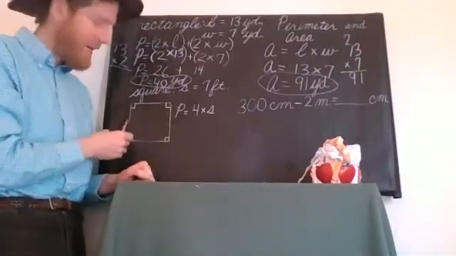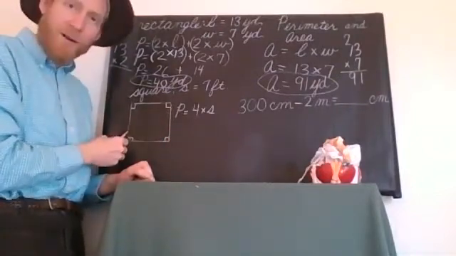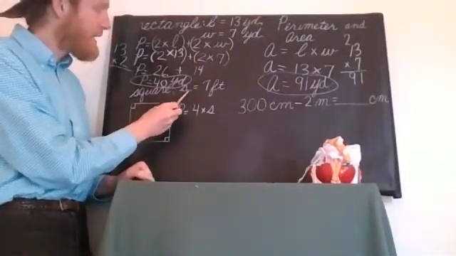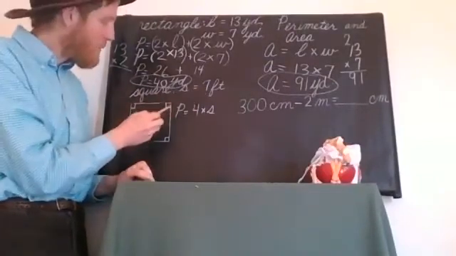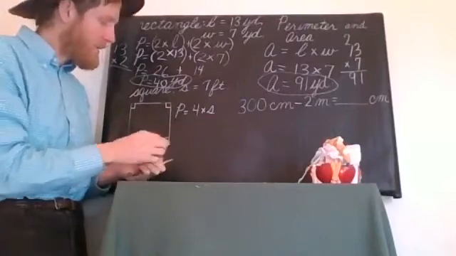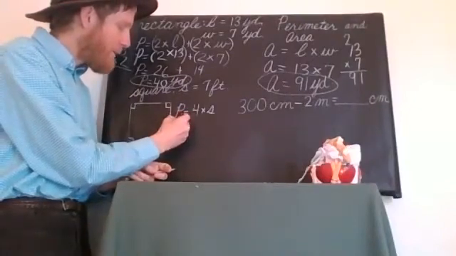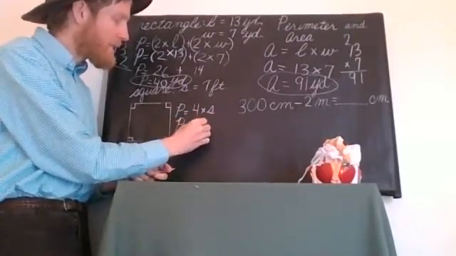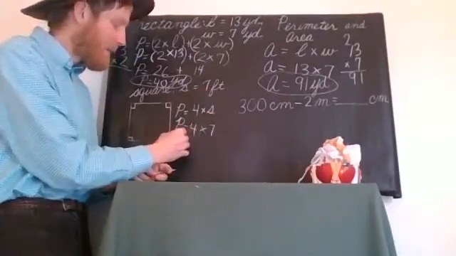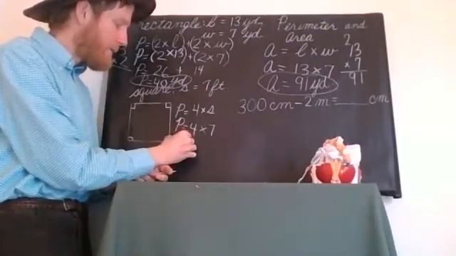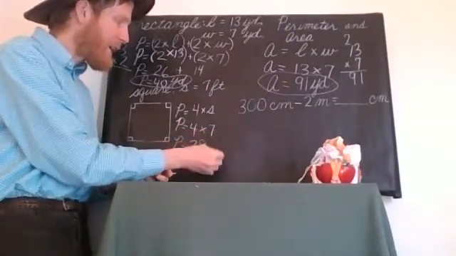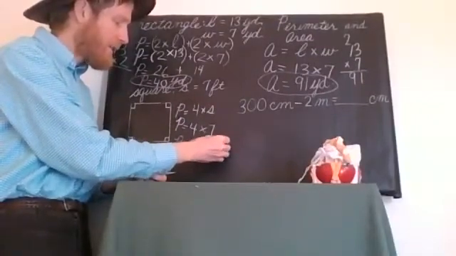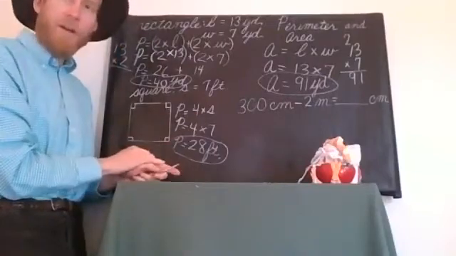I've drawn a square here. Each side, if it's a square, is the same. So if the side, see where I've written s equals 7? That means that one of these sides is 7. So I'm simply going to use my formula for the perimeter of a square. 4 times the side, which is 7. P equals 28. And what is the unit? Feet. That is my answer to the perimeter of a square.